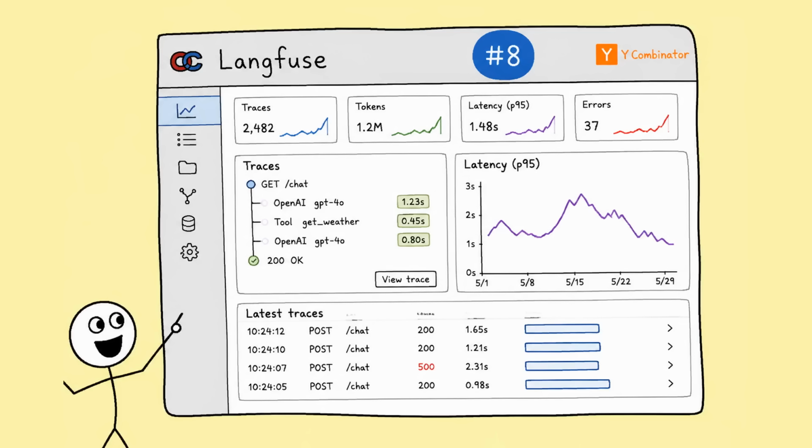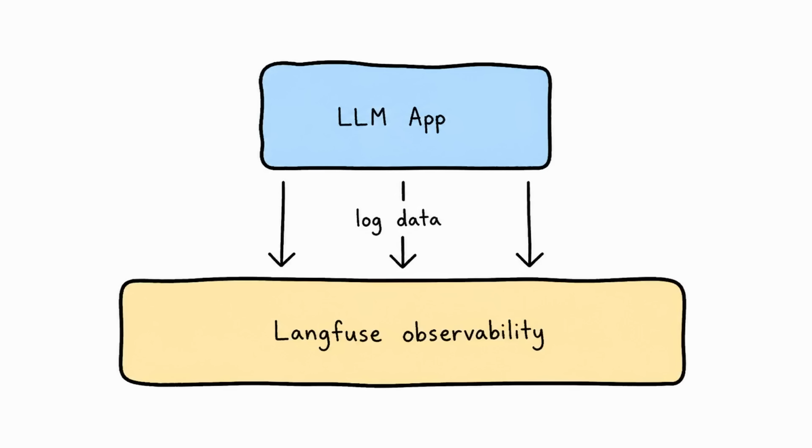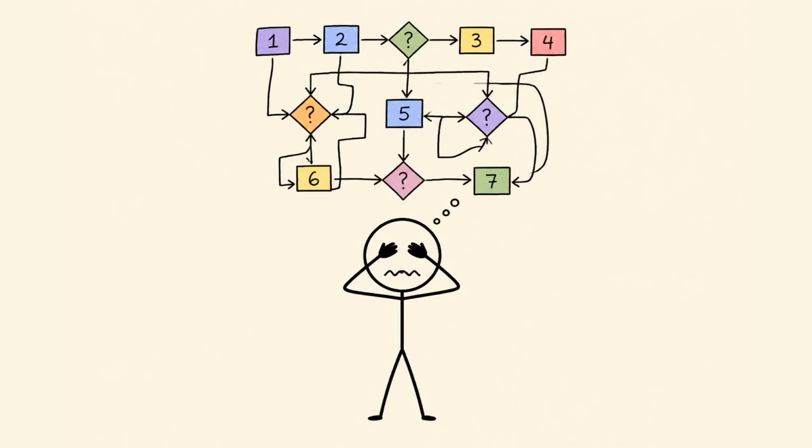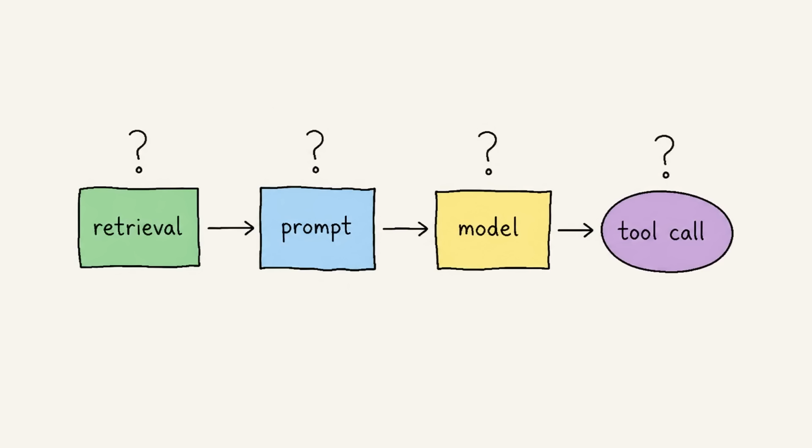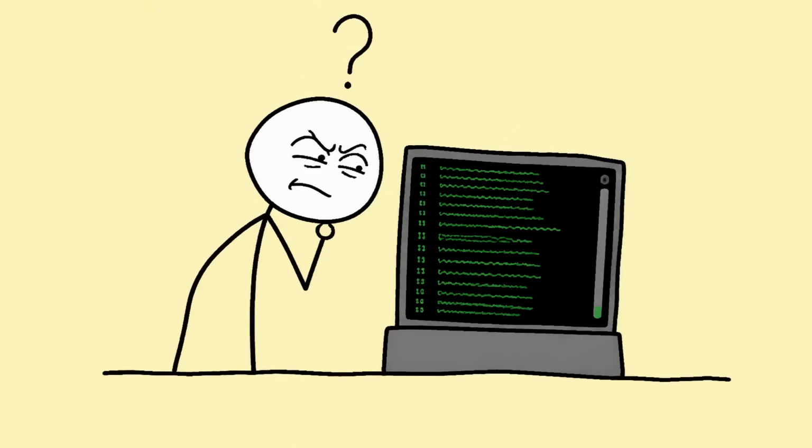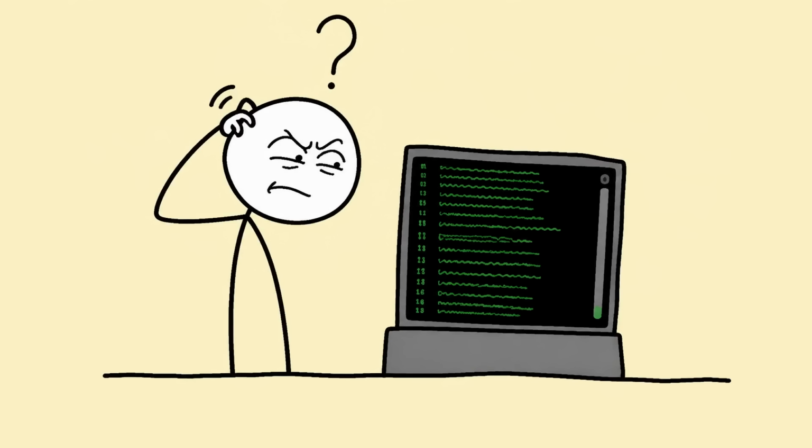Number 8, Langfuse. It's the open source observability layer for LLM apps, backed by Y Combinator, sitting around 7,000 stars. So once your app is more than one prompt, you kinda go blind. A user reports a bad answer and you have no idea which step failed. Was it retrieval? The prompt? The model? A tool called 3 layers deep in some agent? You're just grepping logs and guessing.